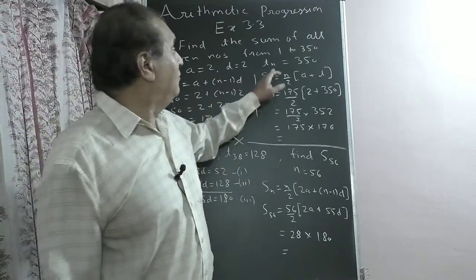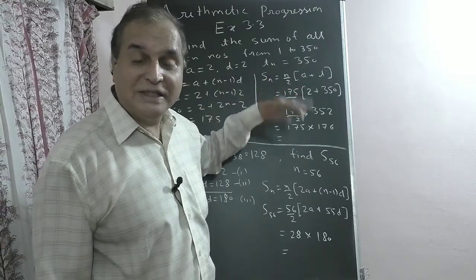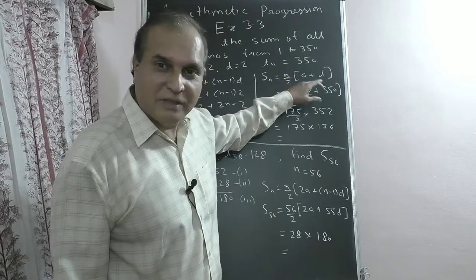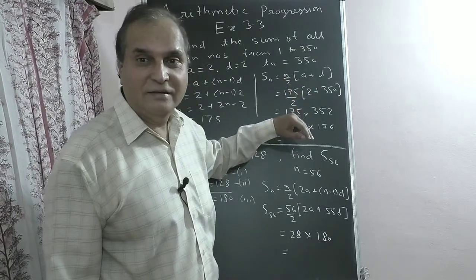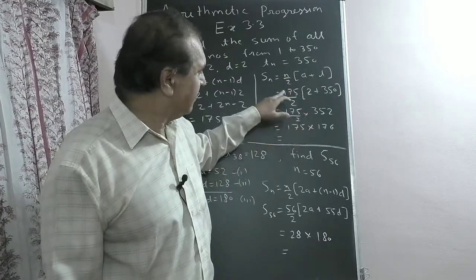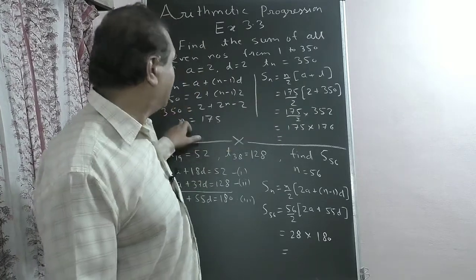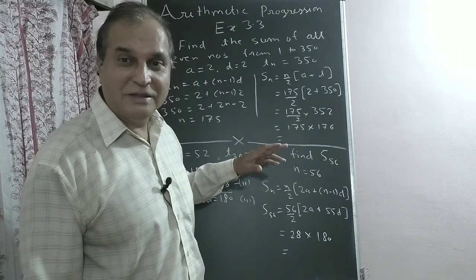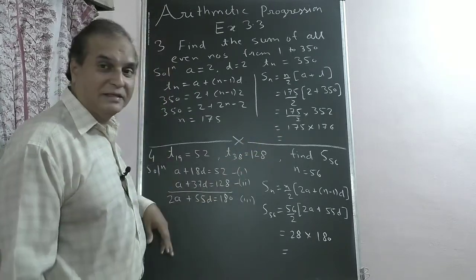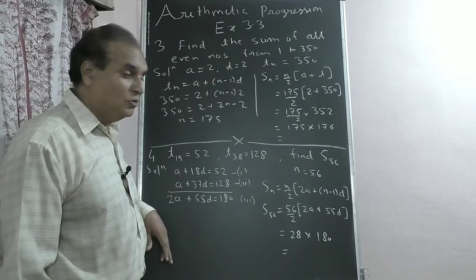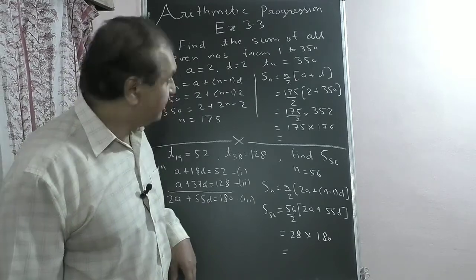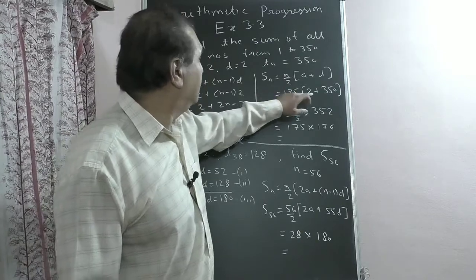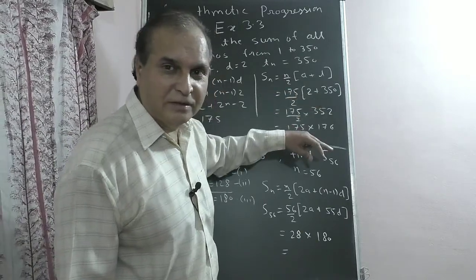Now Sn, now we know the last term, so I am using the second formula of Sn. Sn is n by 2 in bracket first term plus last term, A plus L, meaning Tn. So n is 175, we calculated. We knew half even, half odd, but still you have to show the calculation. Even if you know, you can't write directly. Okay? So 175 upon 2. A is your 2. And L, the last term, is 350.